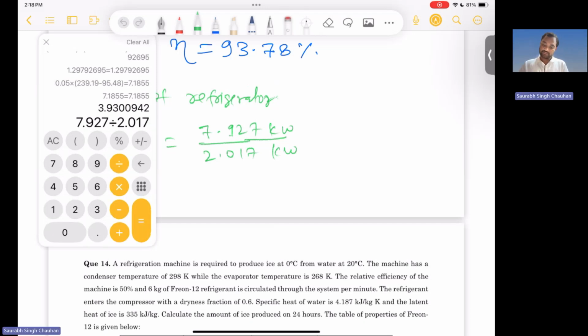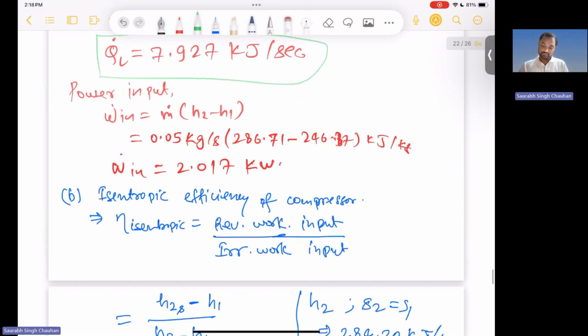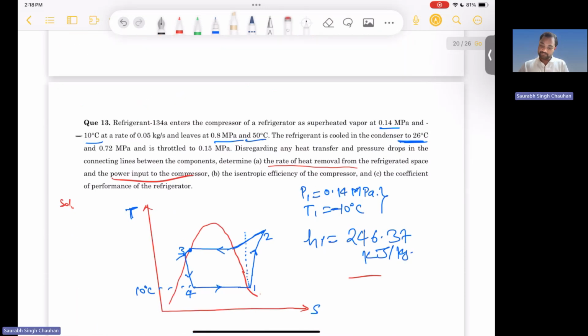So it is around, sorry, 3.93. Okay. So yes, this is what was asked in the question.